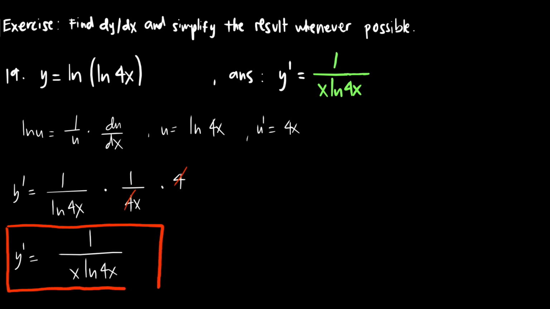So let's check if our answer is correct. 1 all over x ln of 4x. So our answer here is correct. Let's proceed to another number.